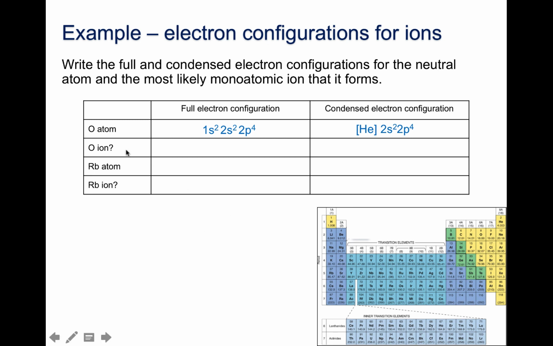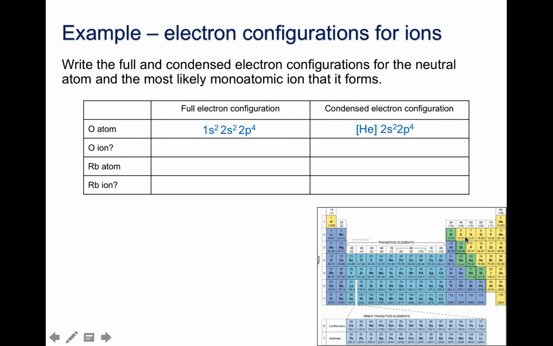And so when we think about the ion that oxygen is likely to form, think about what we just talked about. We know it's a nonmetal, and it's trying to get to a noble gas configuration. So it has 2 options. It can lose 6 electrons. If it loses 6, it has the same electron configuration as helium. Or it can gain 2 to have the same electron configuration as neon.